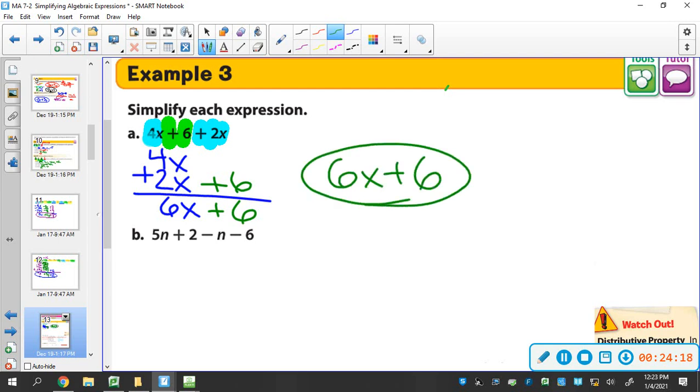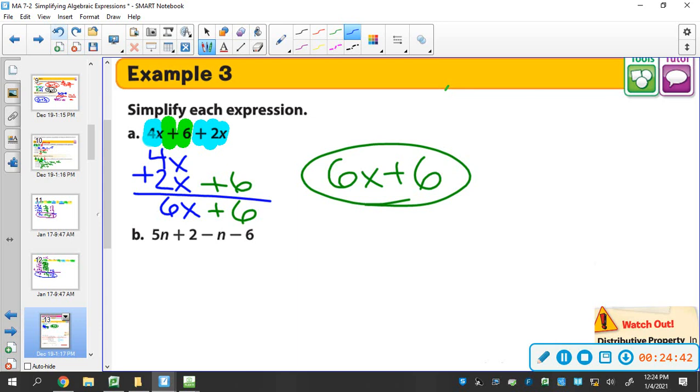That is simplified because there are no like terms. Remember, like terms have the same variable with the same exponent. So it doesn't matter that these two numbers match. Okay? What matters is that this has a variable and this one is a constant. So those are not like terms. That's done. It's it.